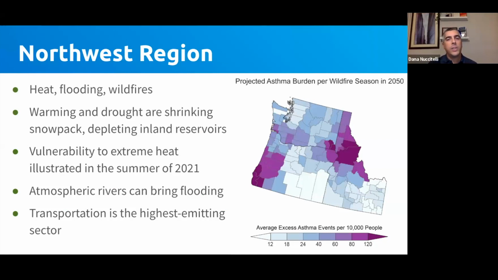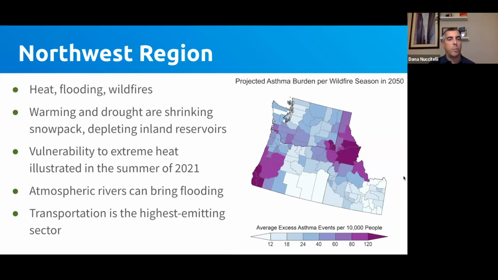In that region, the main climate impacts they have to worry about are heat and flooding and wildfires. One issue that they're experiencing is shrinking snowpack, because as you get higher temperatures, you get more precipitation falling as rain and less as snow. The snowpack also melts earlier in the year. And as our snowpack shrinks, that has problematic consequences for our reservoirs. Reservoirs, especially in eastern Oregon and into Idaho, have been becoming more depleted as a result of that shrinking snowpack.